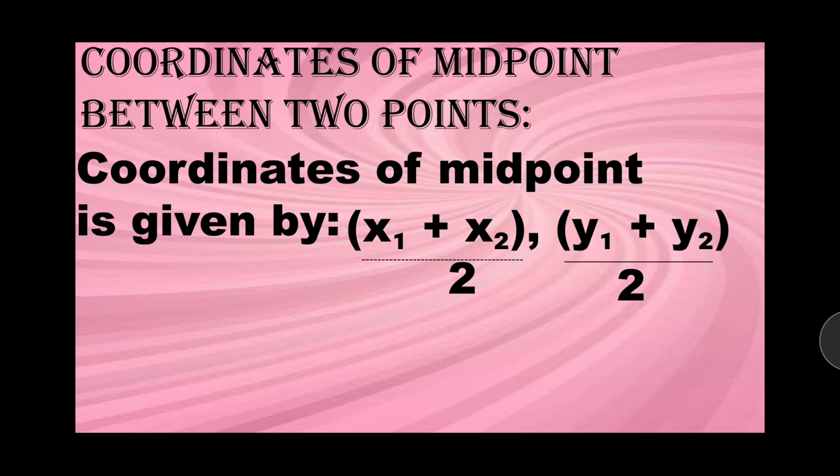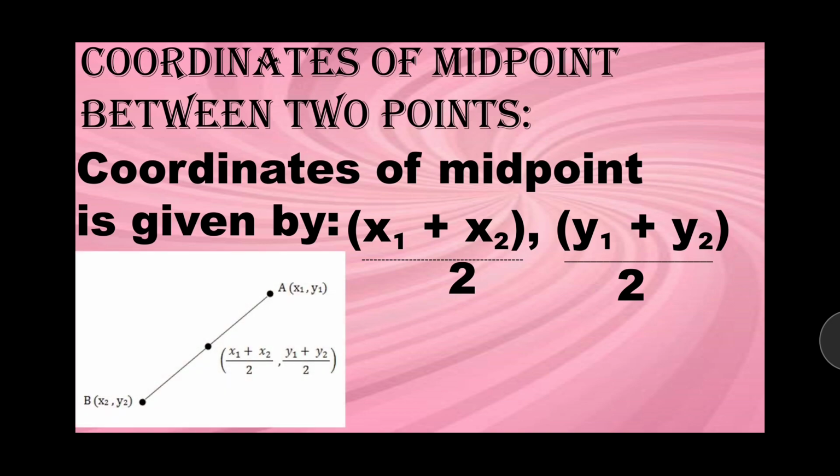Add the values of x1 and x2 and divide by 2. Then the values of y1 plus y2, and divide by 2. That gives us the coordinates of the midpoint. So you can find the midpoint of any 2 points, and this is the simple formula you see on the screen. So we are going to be applying all these things in our class today. This is a diagram representing that the point at the center is the midpoint, and that's the formula written exactly beside the points.